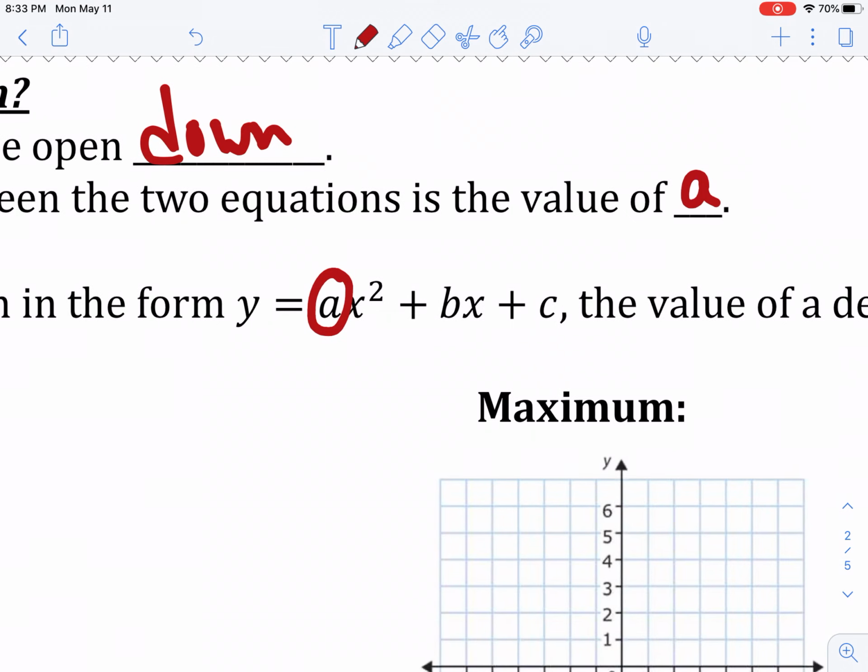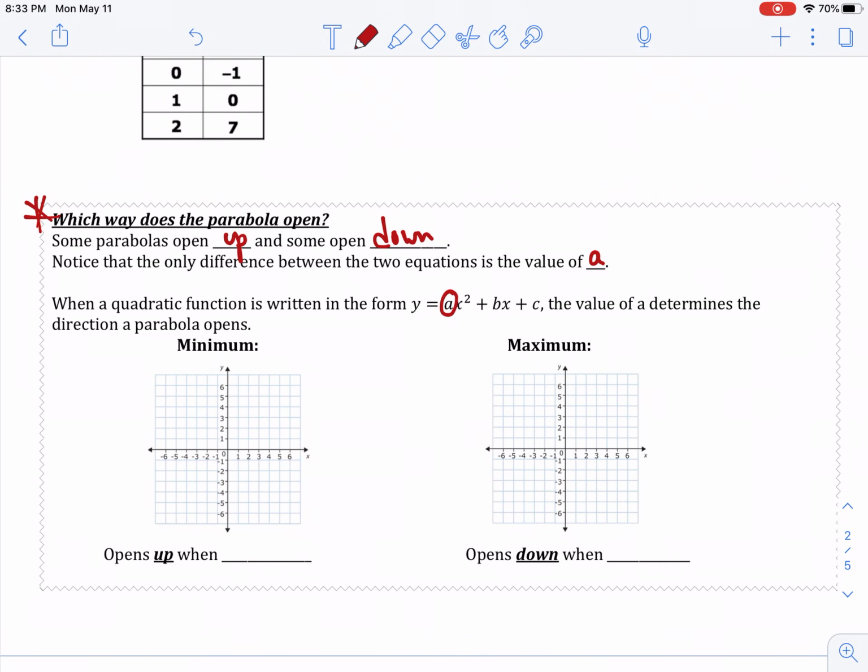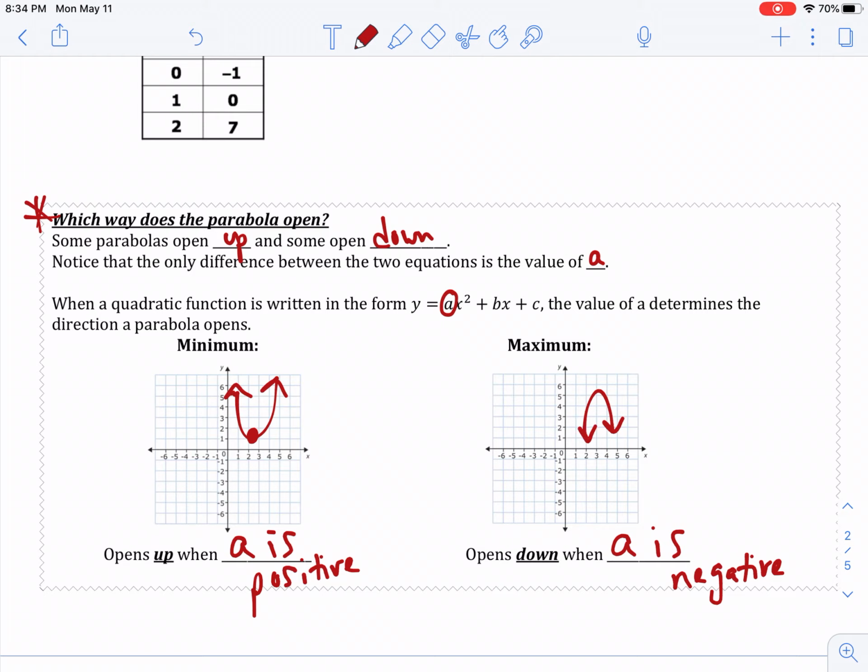The value of a. If a is positive, if a is a positive number, then it will open up. You'll get something that looks like this. Okay, you'll get an open up parabola. If a is negative, that negative sign with the a flips it, and it opens down.